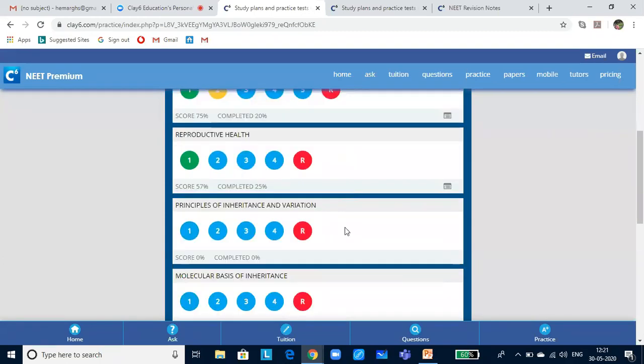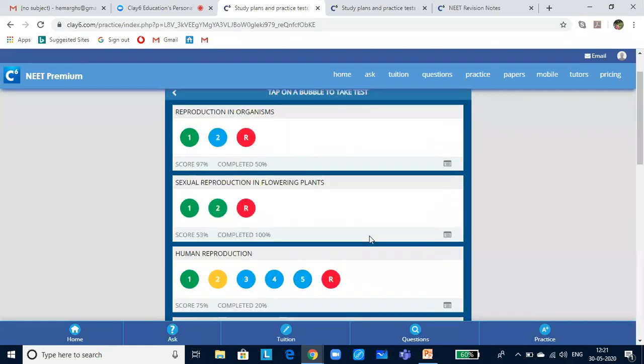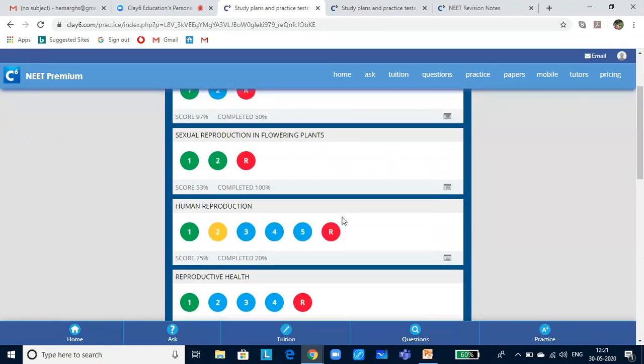Now, if you look at the website, you will see a lot of chapters having different numbers of tests. There is no uniformity. This depends upon the content that is there in the text that needs to be processed, and also its importance in the NEET exams. Based on that only the number of tests have been created.